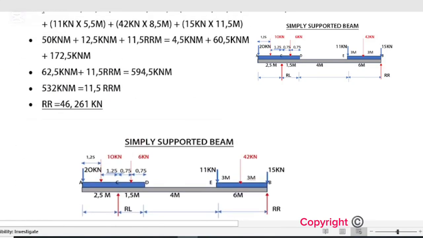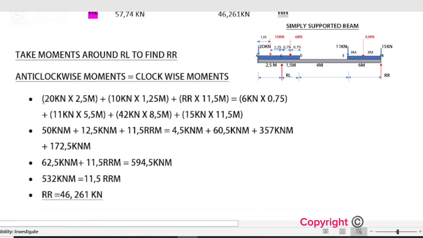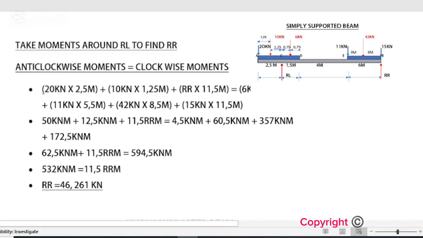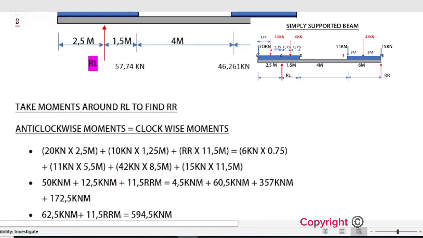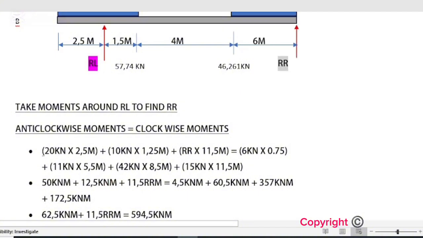Today I'm going to show you how to calculate a shear force in a simply supported beam. So let's start. Our RR is 46.261 kilonewton, and then our RL is 57.74.